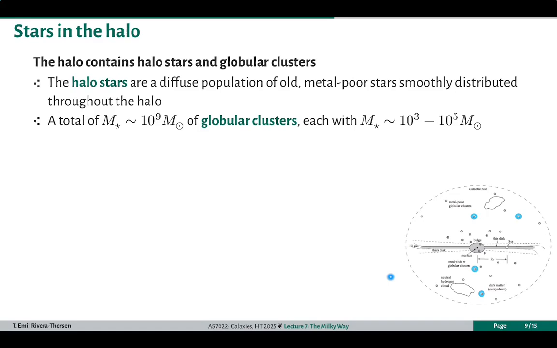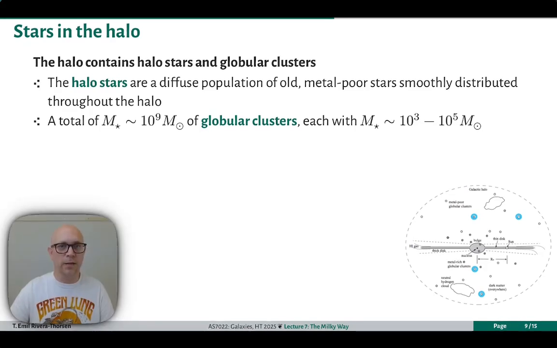Then we have the stars in the halo, and these consist of two main populations. There are the halo stars, and there are the globular clusters. The halo stars are a diffuse population of old metal-poor stars that are smoothly distributed throughout the entire halo. And then on top of that, we have about 10^9 solar masses in total worth of globular clusters, which each have a mass of around 1,000 to 100,000 solar masses.